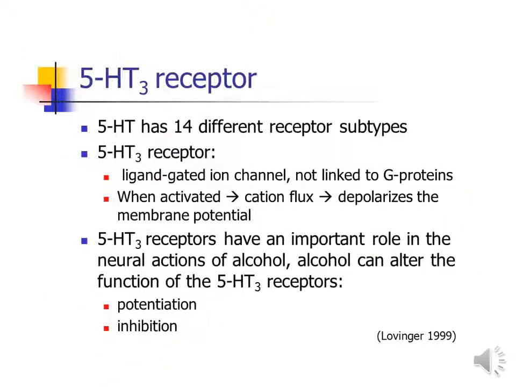So, 5-hydroxytryptamine or 5-HT has 14 different receptor subtypes. The 5-HT3 receptor is considered a ligand-gated ion channel and is the only one that is not linked to G proteins, such as the other 13 different receptors for 5-HT. When 5-HT3 is activated, it allows a cation flux that depolarizes the membrane potential.